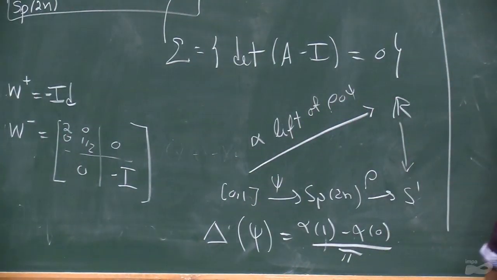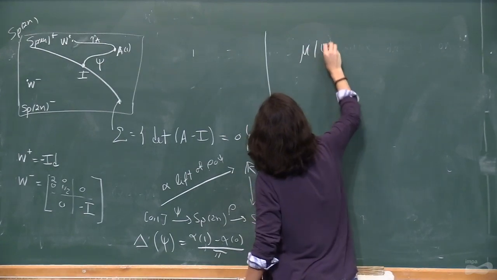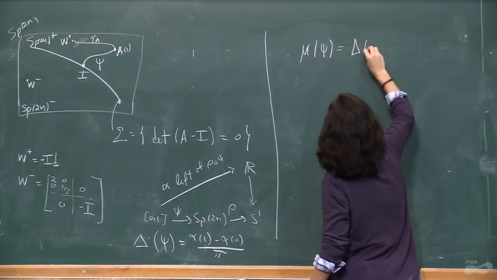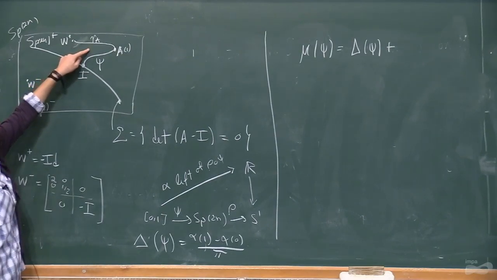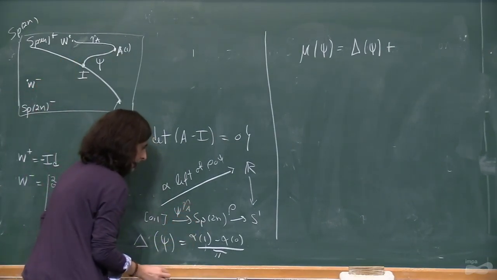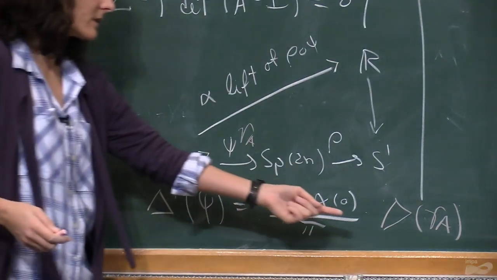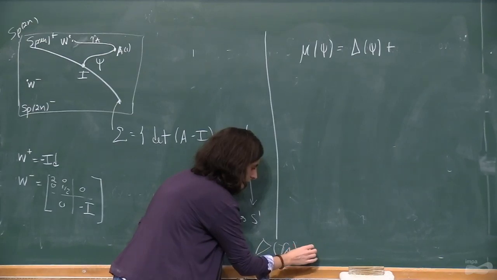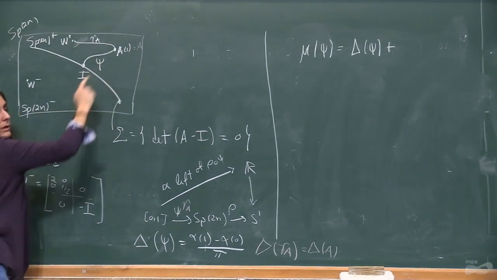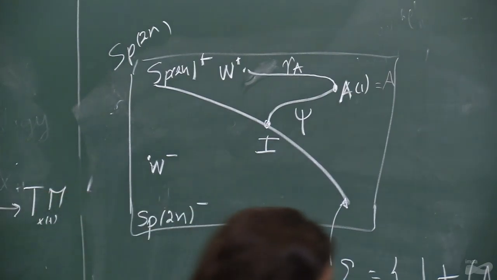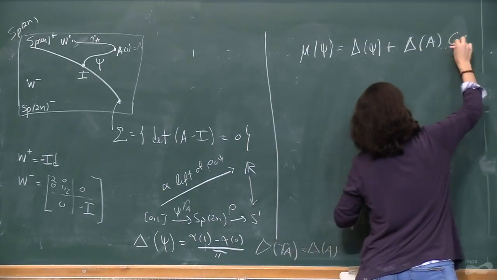So to define the index that we want, this mu of psi, I'll take this, which I'll call the mean index of psi, plus the mean index of this path here. So if I have here gamma A, I can find its mean index. And things work out so nicely that this does not depend on the path I take, it just depends on the matrix A. So this A is the same one. So this is the sum of these two things. And this, in fact, lives in Z.